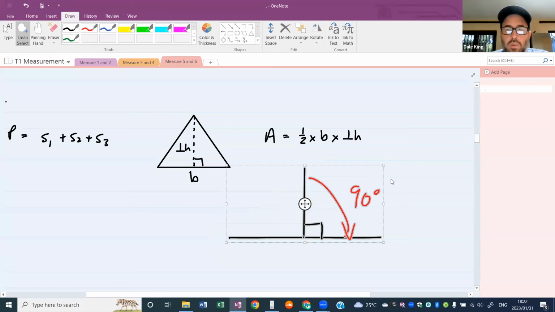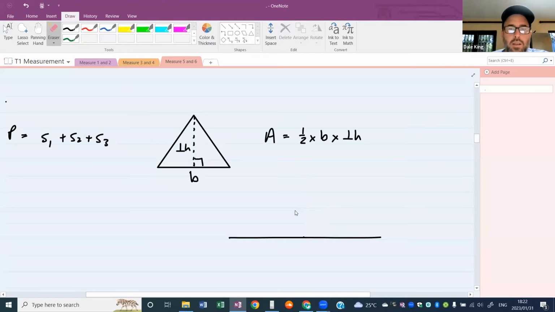Now, the symbol for perpendicular comes from this drawing. You see this upside down T? That is the symbol for perpendicular. So when you see that symbol, you'll know that it means perpendicular.